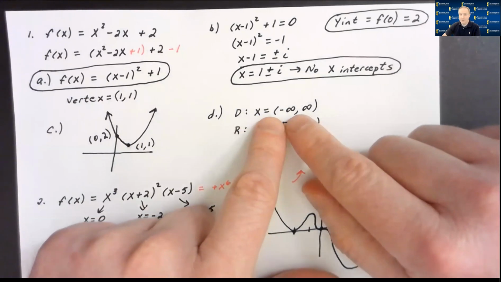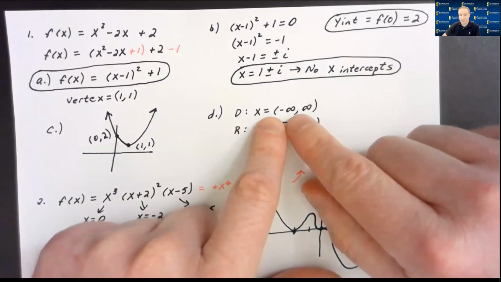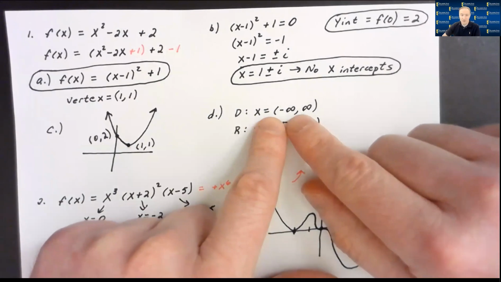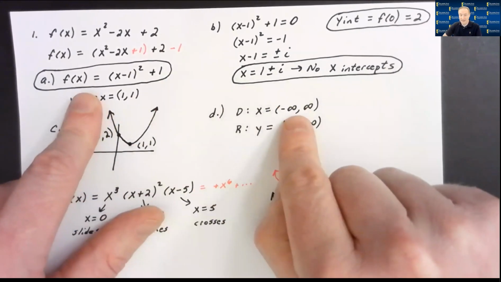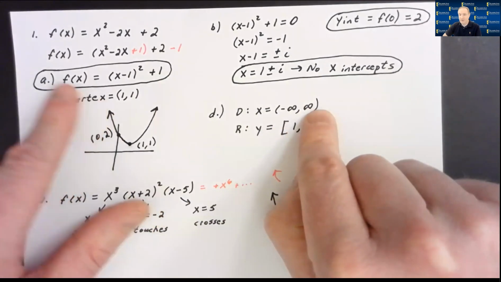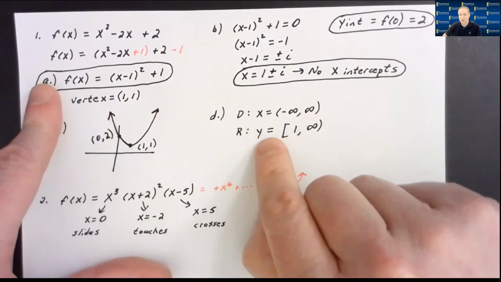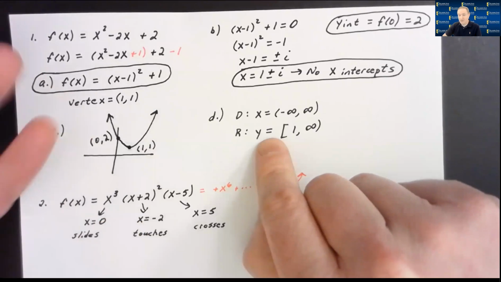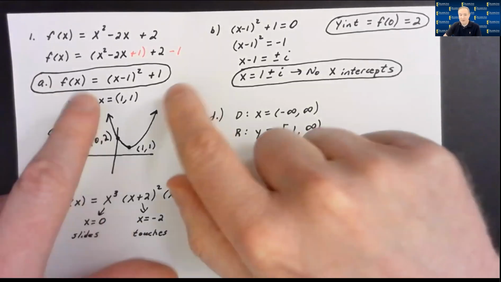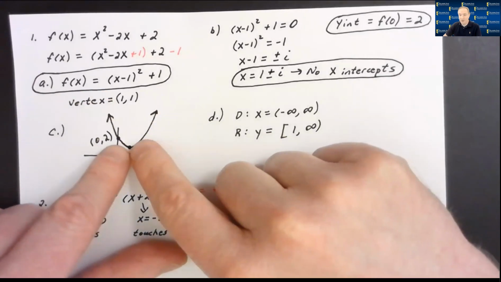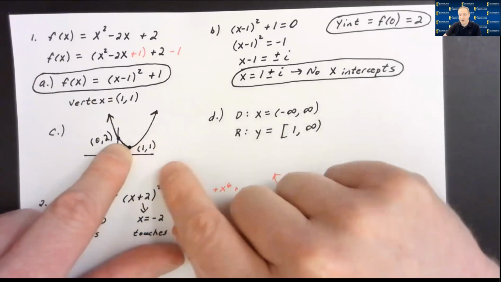Now we know that the domain of all polynomials, and quadratics are just a subsection of polynomials, they go forever to the left, forever to the right. Their domain is negative infinity to infinity. The range of every quadratic is going to be restricted. It always has a maximum or minimum y value. In this case, we have a lowest y value, a minimum y value.